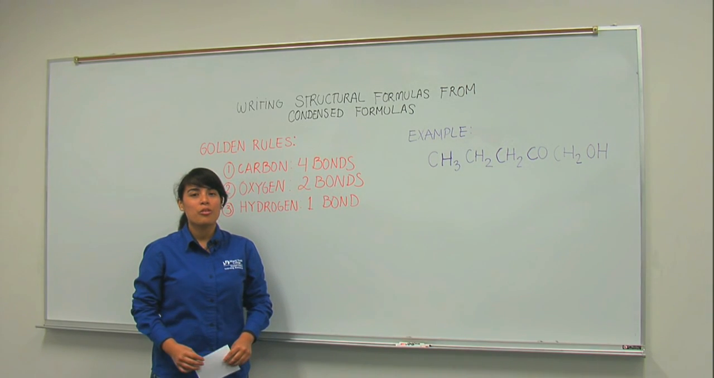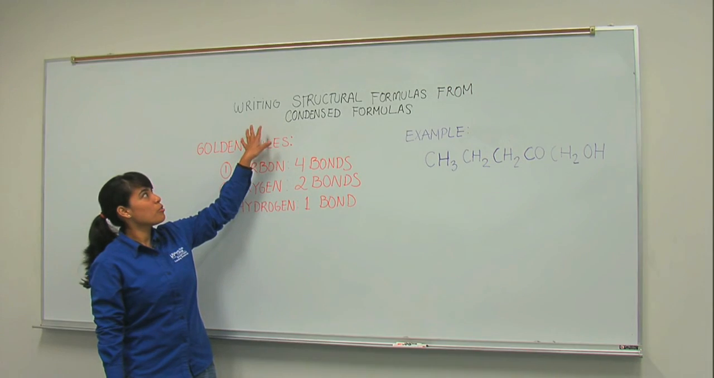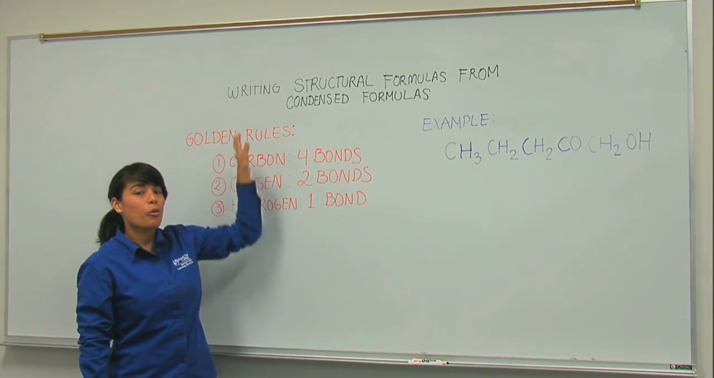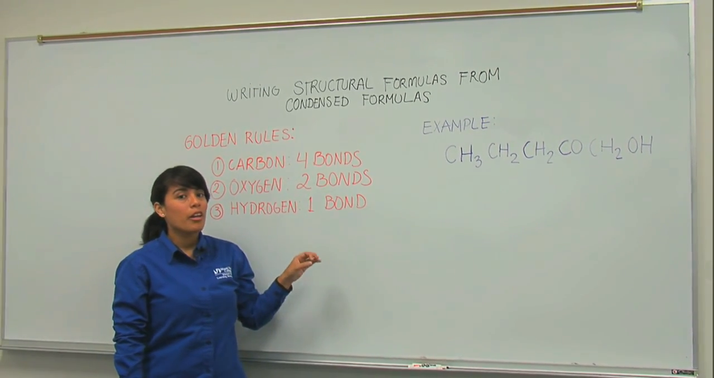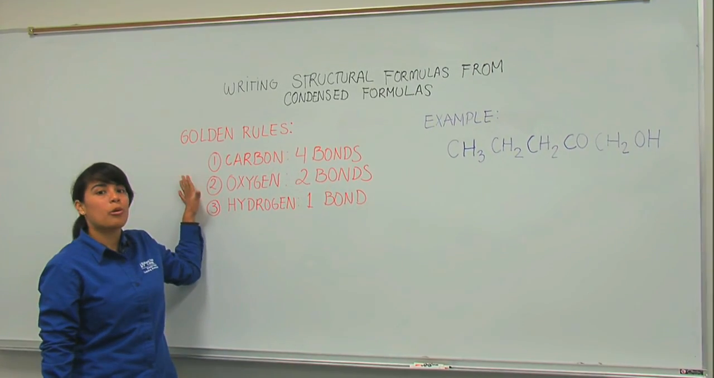Kendall campus. Today we're going to learn something about organic chemistry. We're going to learn how to write structural formulas from condensed formulas, okay? So the first thing that you need to remember are three basic but very important rules. These are called the golden rules.